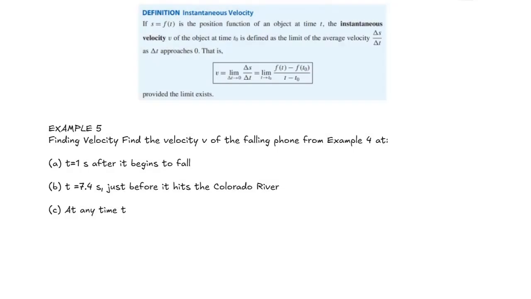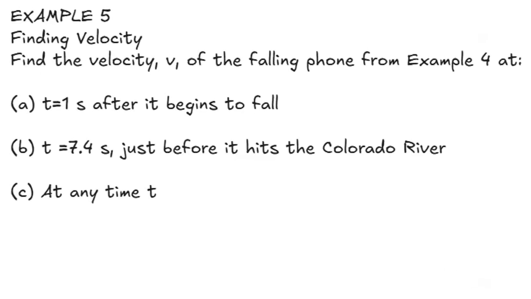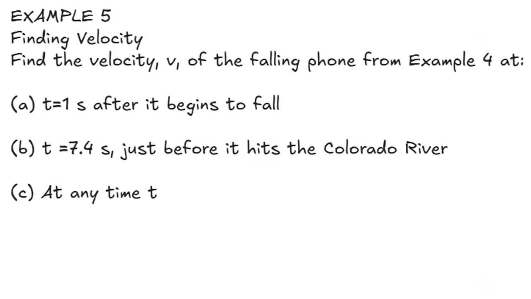So here's our actual definition of instantaneous velocity. It's basically just the limit as the change in time approaches 0 of the average velocity. Let's go ahead and do an example. We're going to find the velocity of the falling phone from the previous example at t equals 1, t equals 7.4 just before it hit the river, and at any time t.